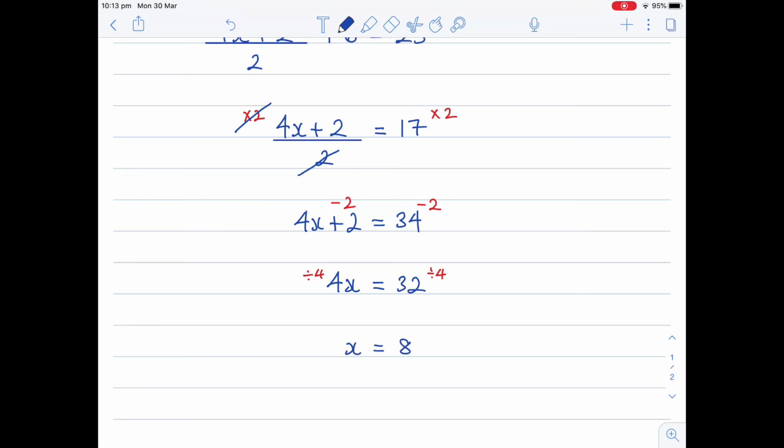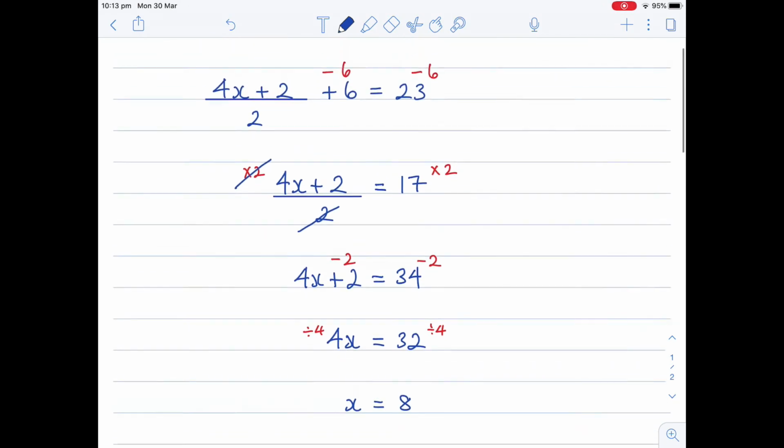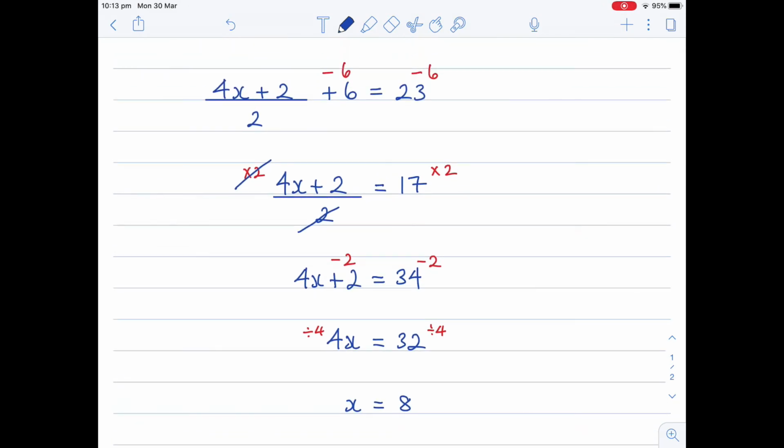Now, I can check the answer by putting that value of 8 back into the original equation. So I'm going to put the 8 where the x would be. So 4 multiplied by 8, that's 32, plus the 2, that's 34. 34 divided by 2 is 17, and 17 plus 6, well, that equals 23. So the answer is correct.